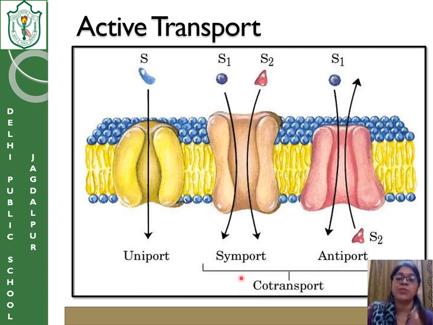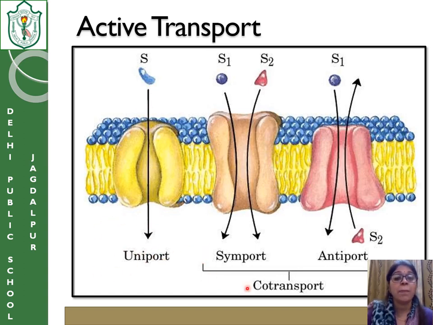Co-transport is of two types: one is symport and one is antiport. Uniport means when any single component passes the plasma membrane from out to in or in to out with the use of ATP molecules, it is called uniport transport.